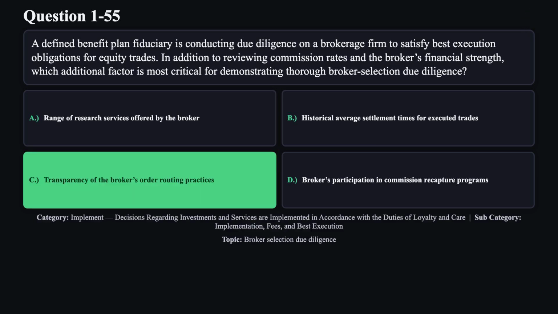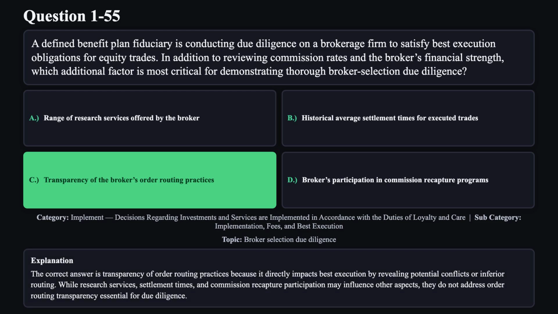The correct answer is C. The correct answer is transparency of order routing practices because it directly impacts best execution by revealing potential conflicts or inferior routing. While research services, settlement times, and commission recapture participation may influence other aspects, they do not address order routing transparency, essential for due diligence.